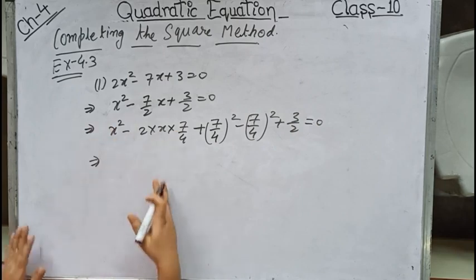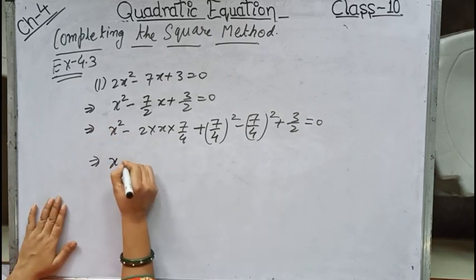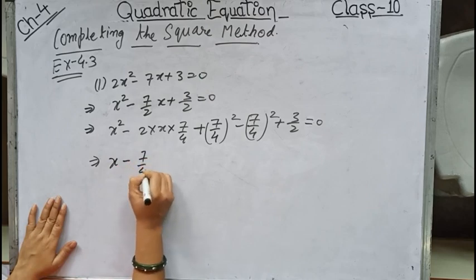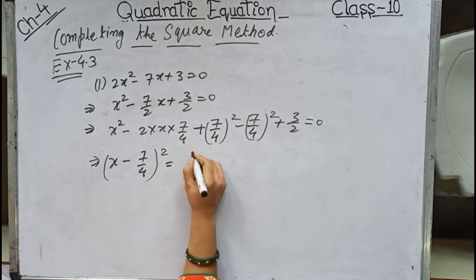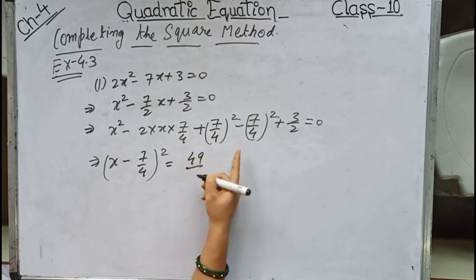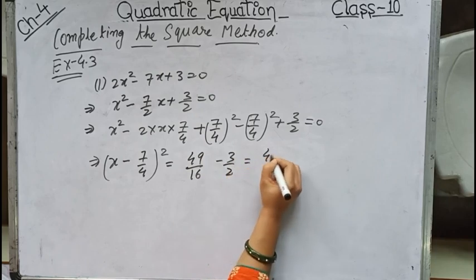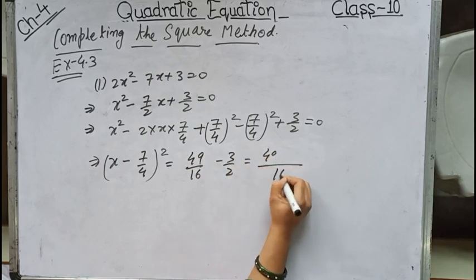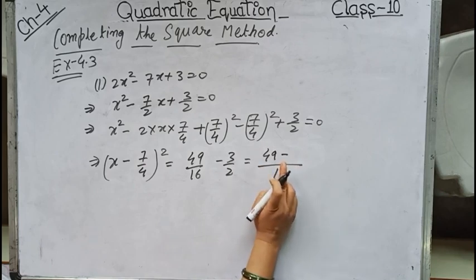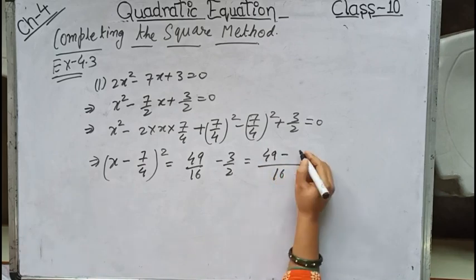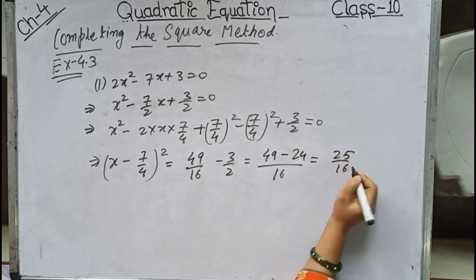This implies the multiplying method is easier, that's why miscalculation becomes less. So this will be (x - 7/4) whole square equals, let us take it to that side, 49/16 - 3/2 = 40. Let us take the LCM, 16. So 49 minus, 2 8s are 16 and 3 8s are 24, so this will be 25/16.